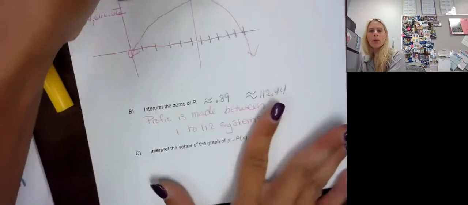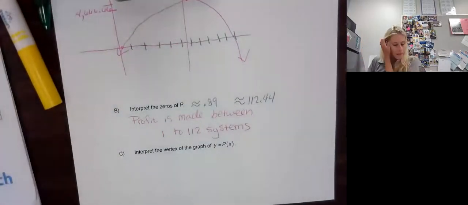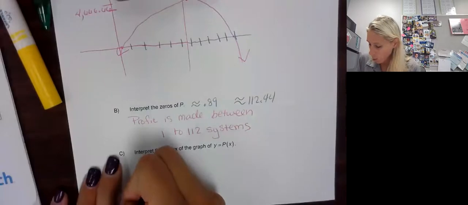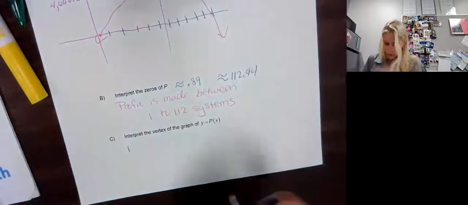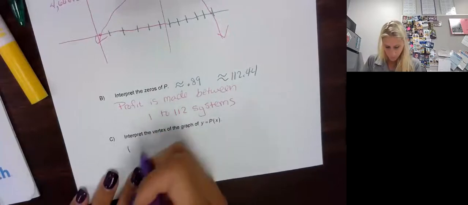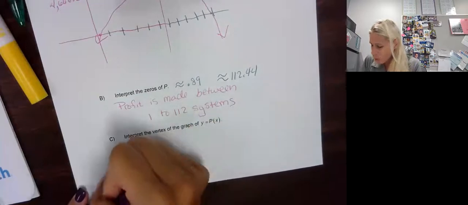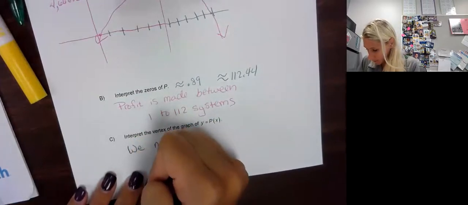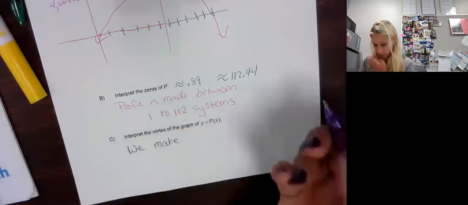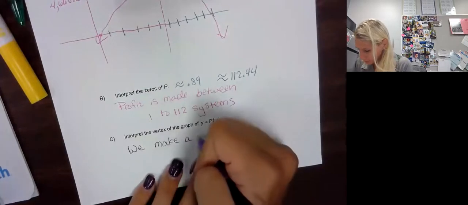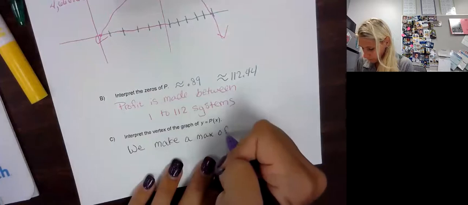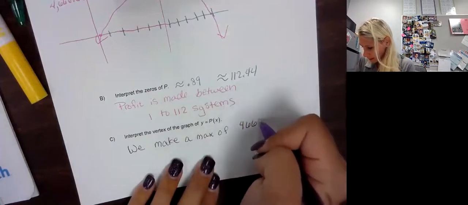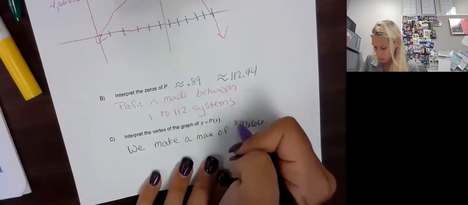Okay, now interpret the vertex. Well, what does that mean? That means that if you do 170 divided by 3 right now, it's about 56.7. So you could say that the weekly profit... I didn't want to say we, but in my papers, I have we. We make a max of $4,666 because we're talking about profit.